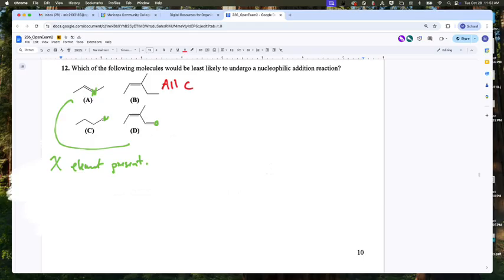Well, I think because of those electronegative elements, there's an electrophilic atom nearby that would react with a nucleophilic addition. Okay, so let's push on that a little bit. You're going through and saying because it's electronegative, I have an electrophilic atom nearby.